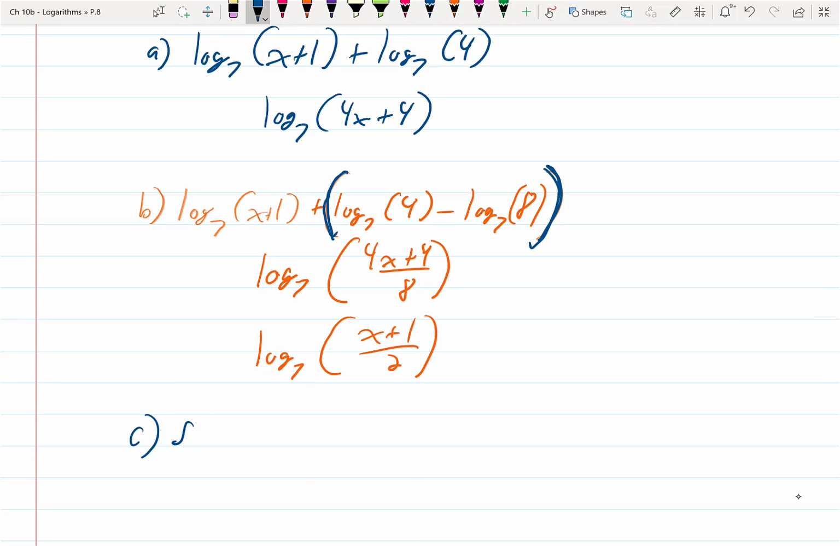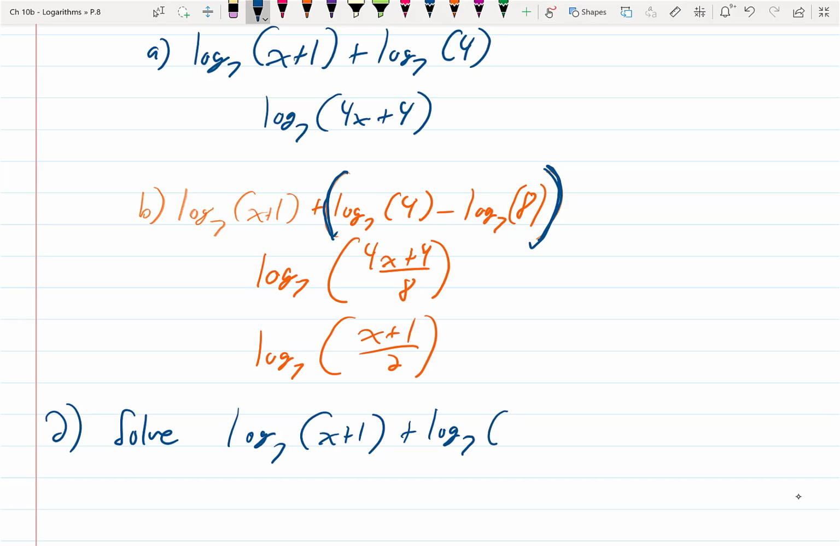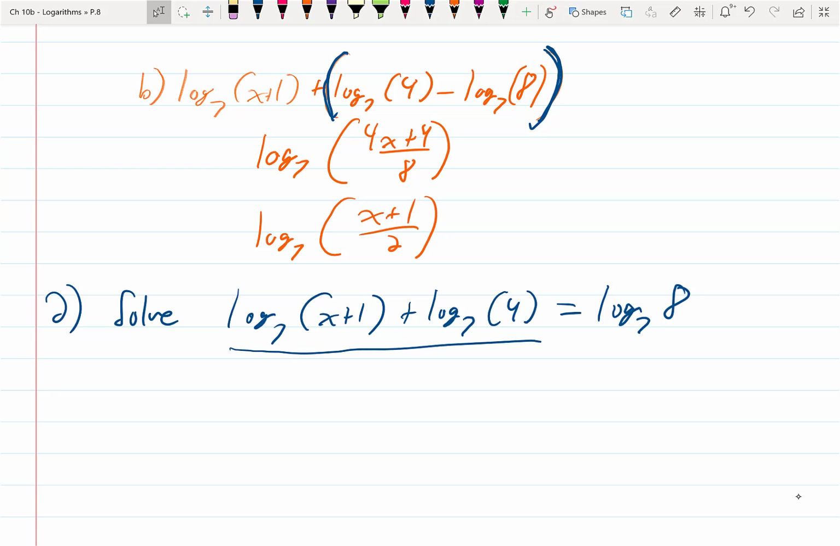Let me hit a different example, and we're going to change the directions on this one. I want you to solve. Actually, this is poor notation. Let's just do number 2 here. Solve log base 7 of x plus 1 plus log base 7 of 4. And instead of saying minus, we're going to say equals log base 7 of 8. We combine those. I want a single logarithmic expression. Log base 7, 4x plus 4 equals log base 7 of 8.